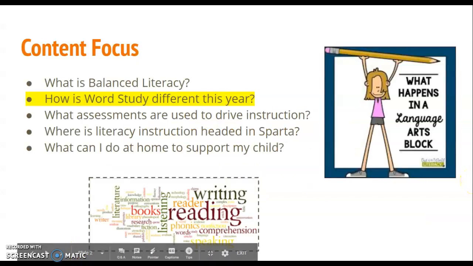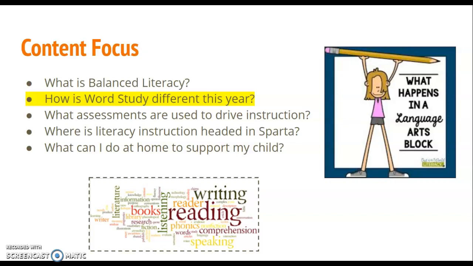The overview for this presentation will focus on 5 core questions that will help define what our literacy practices look like and identify some of the shifts that have taken place. So first we'll look at what is balanced literacy, how is word study different this year, what assessments do we use to drive our instruction, where is literacy instruction headed, and what can I do at home to support my child?